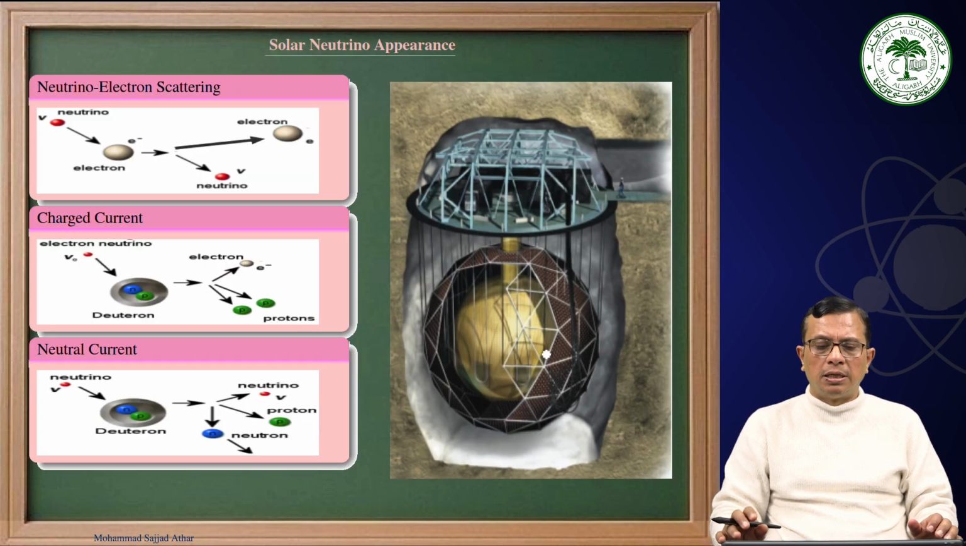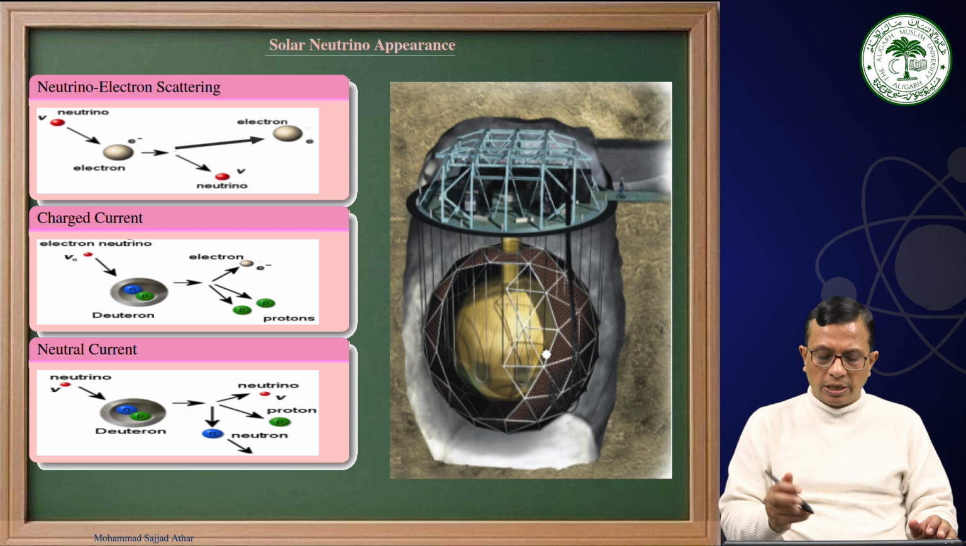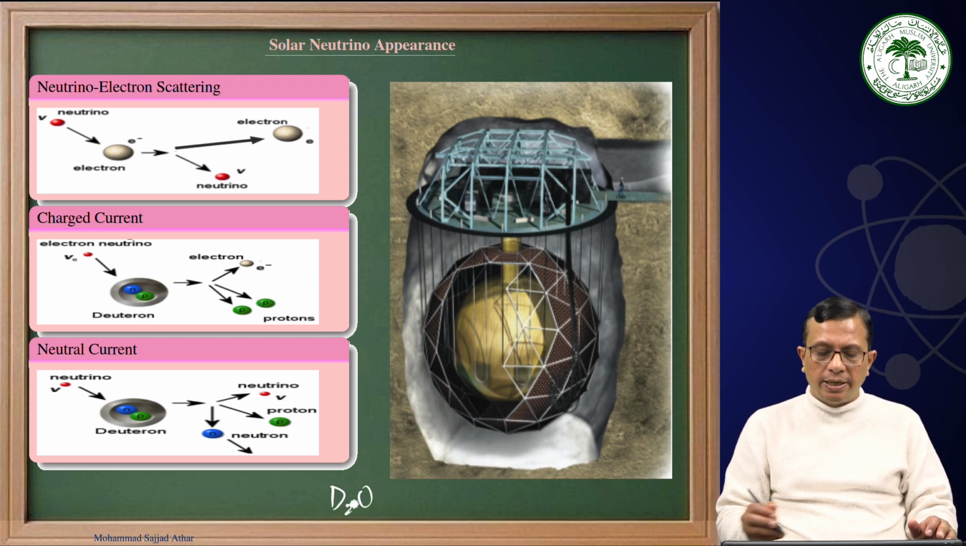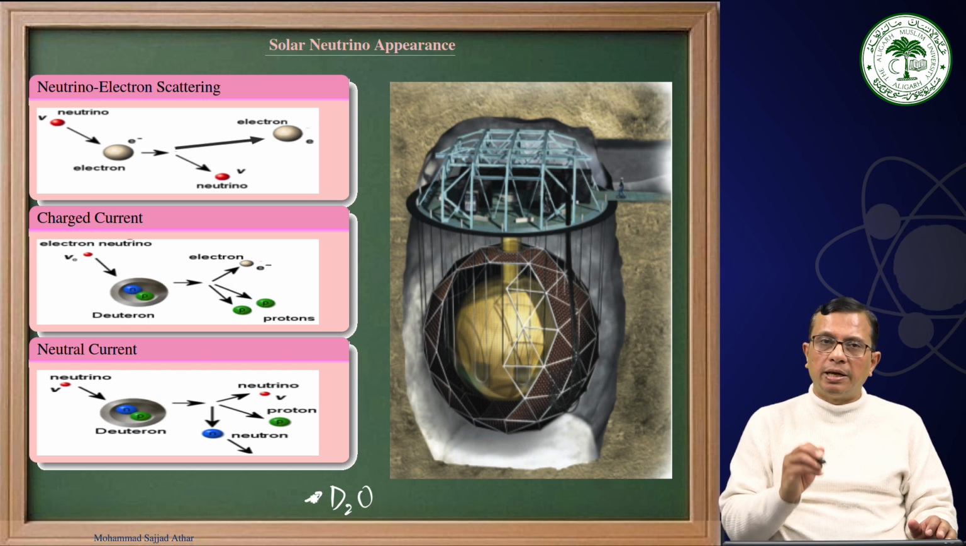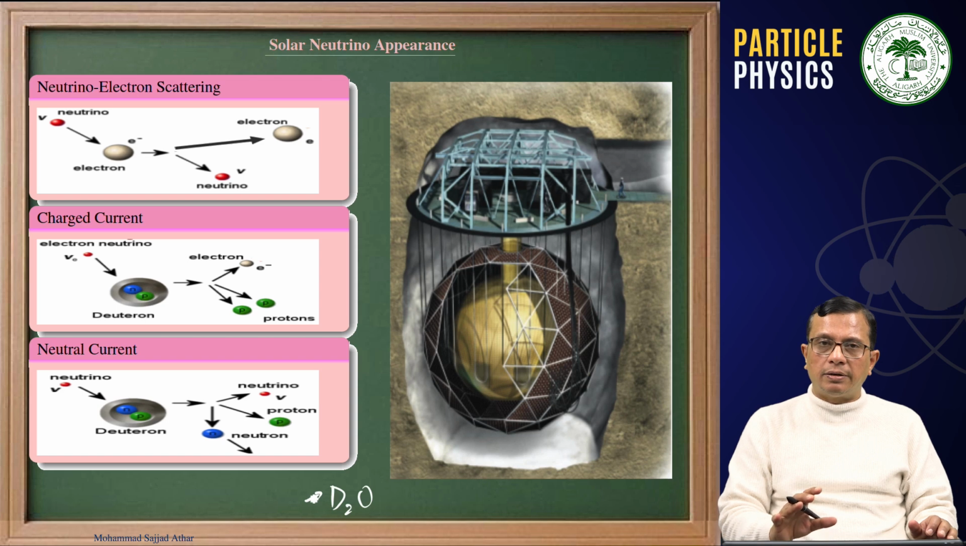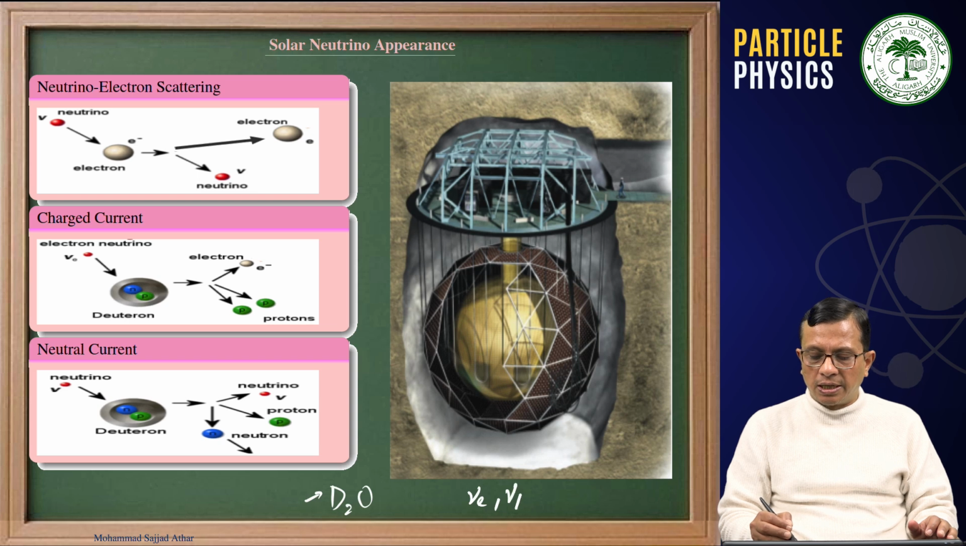And let me just tell you about the McDonald experiment at Sudbury, where they took heavy water. Heavy water is nothing but D2O, and D2 means deuterium. Deuterium is the target. Okay, and what they did, this target had the ability to detect the neutrinos of all flavors. They were able to detect nu e, nu mu, and nu tau.